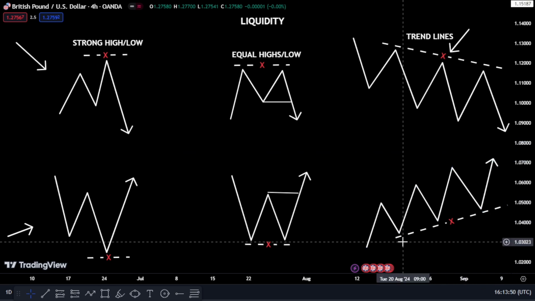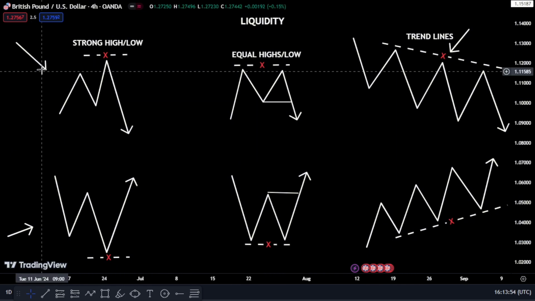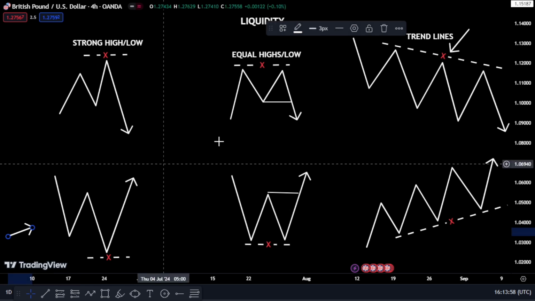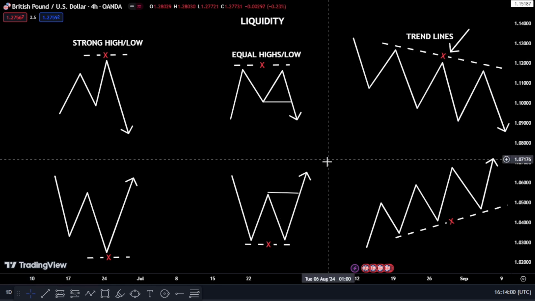So therefore, we'll be looking at the advanced market structure. That will help you to trade like the big institutions and stop looking at the market with a layman perspective.